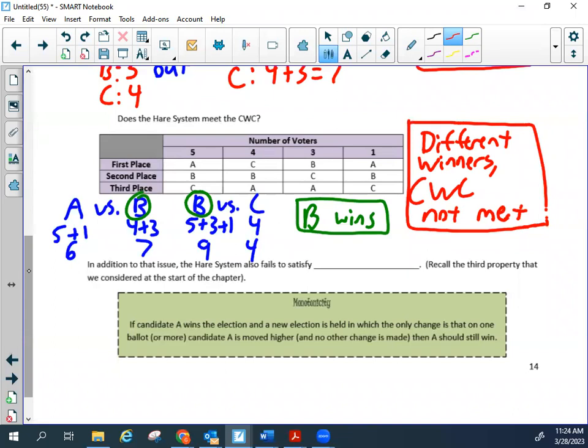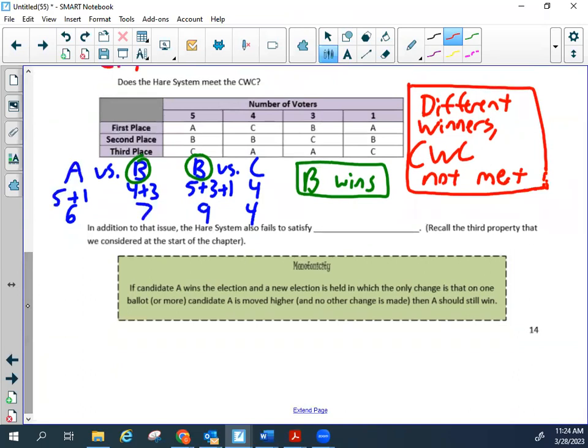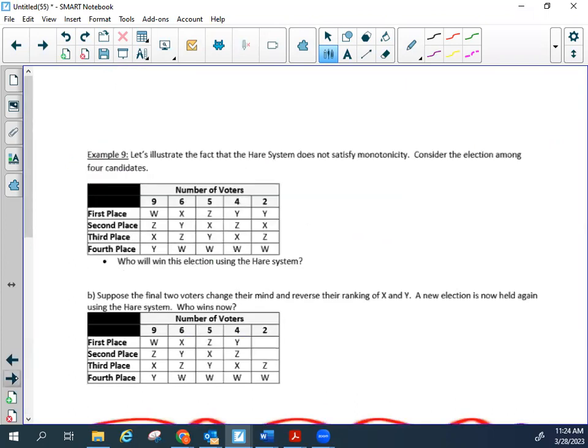So because there's different winners, the CWC is not met. In addition to that, the Hare system fails to satisfy monotonicity. And remember, we covered monotonicity in the last video. The very brief description of it is, if I take my winning candidate and give them more votes, give some votes from the loser to the winner, then the winner should just win by more, right? That's what you would think.